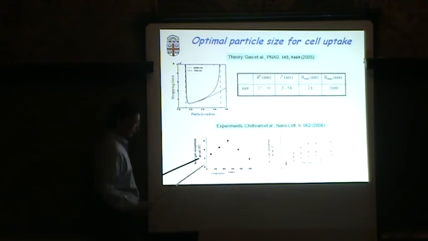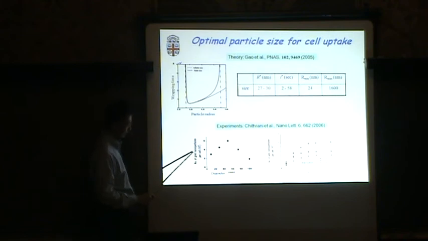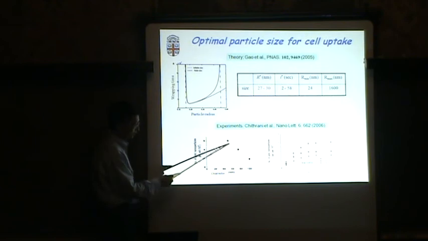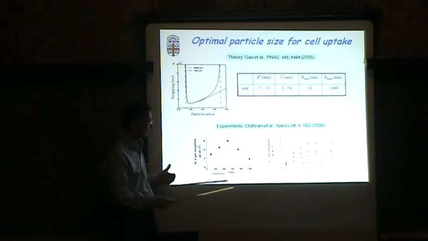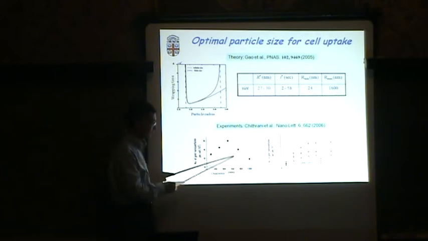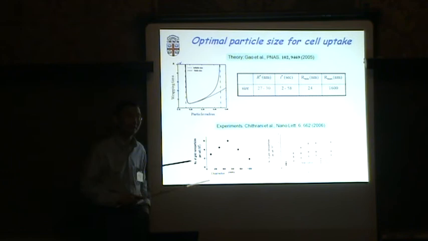But if you look at the experiments, this experiment shows gold nanoparticles going into cells. They mix the nanoparticles with cells, and after a certain time, they count how many particles are in. You can see there's a maximum, fastest entry happens with a particle size of about 60 nanometer. So this matches the particle size effect very well.